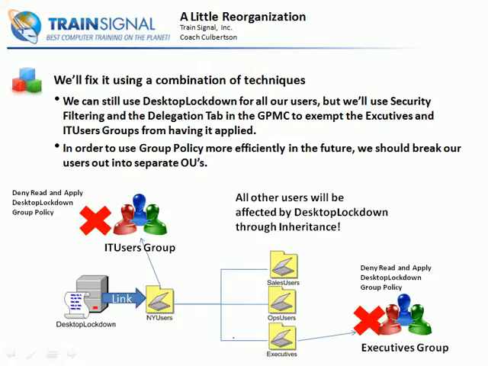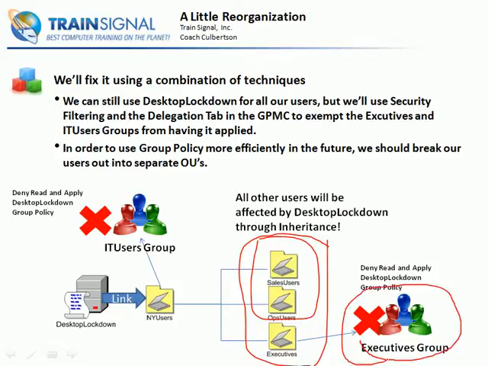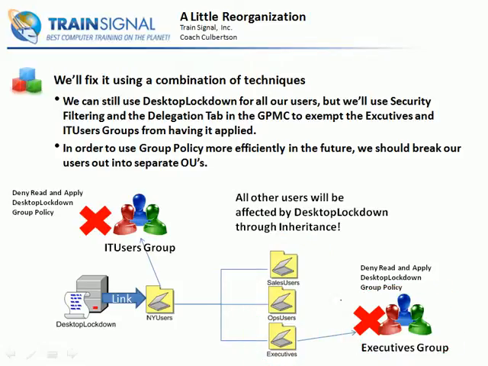All right, and again, if there's anyone else in the executives OU that is not part of the executives group, well, they will still get this desktop lockdown policy by default. Now, let's say a vice president comes aboard and we put that vice president in the executives group. Well, in that case, that desktop lockdown policy will not apply to that new vice president. All right, so this is what we're going to be doing.